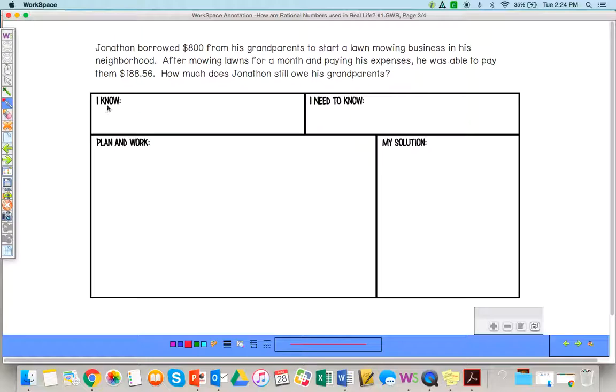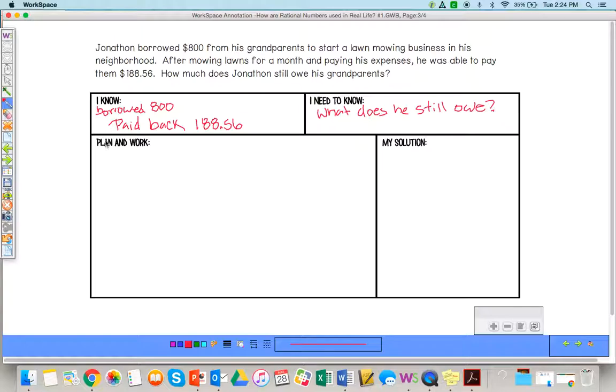Okay, so what do we know? We know he borrowed $800. And we also know that he paid back $188.56. What do we need to know? We need to know, what does he still owe?